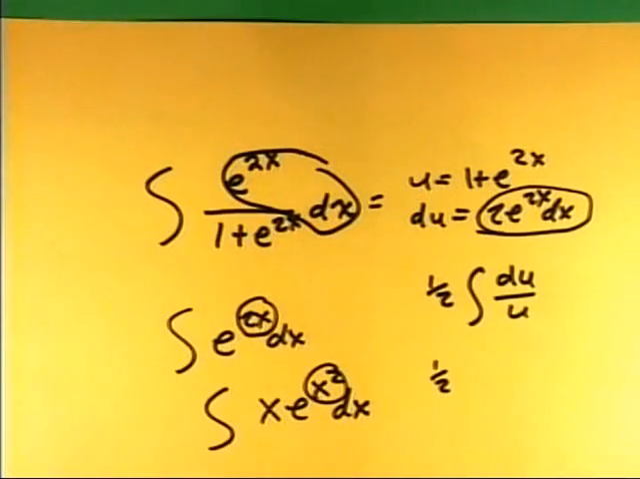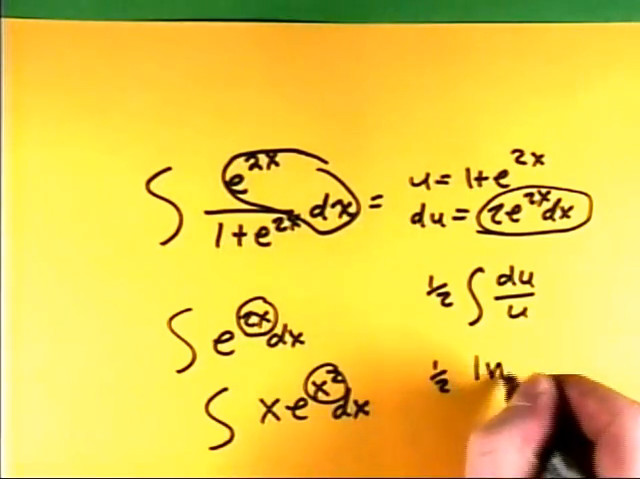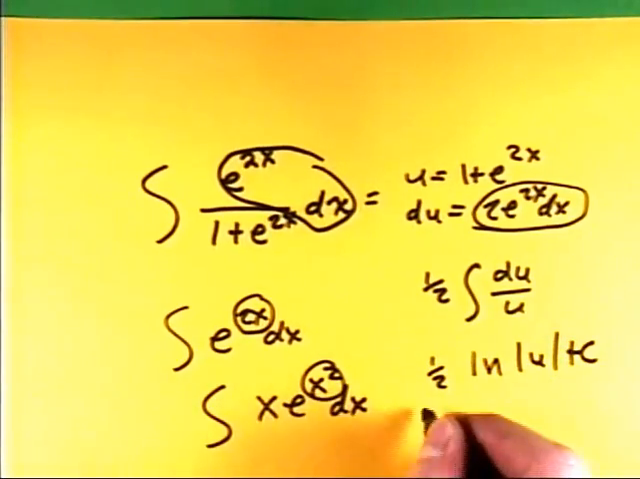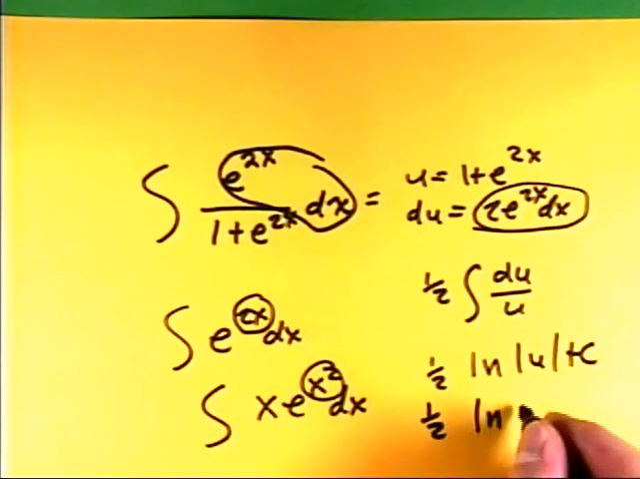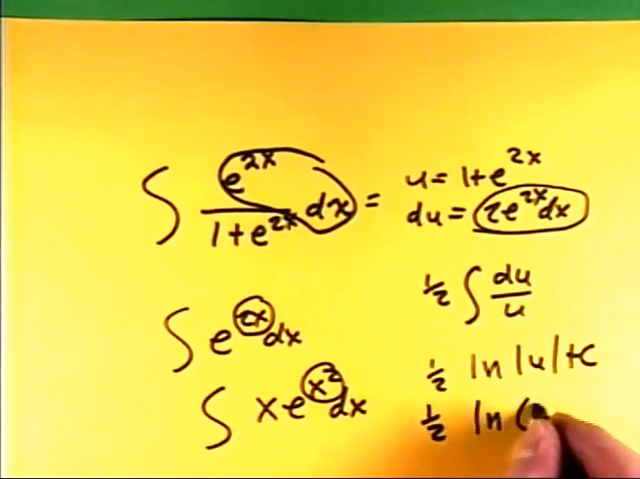Okay, let's go back. 1/2 of du over u. So it's going to be 1/2 the natural log of u, plus c. So it's going to be 1/2 natural log of 1 plus e to the 2x.